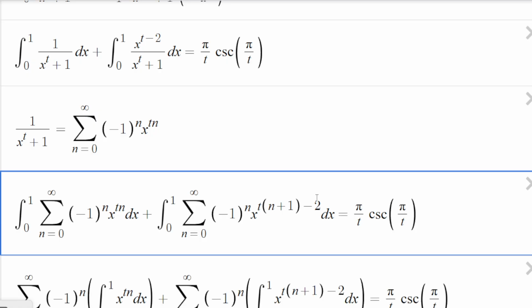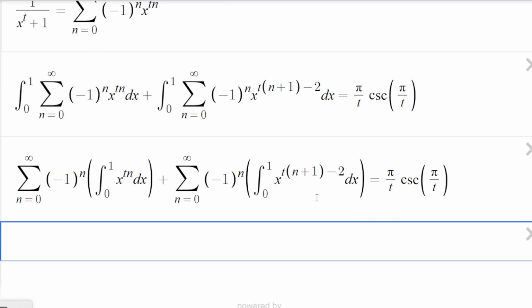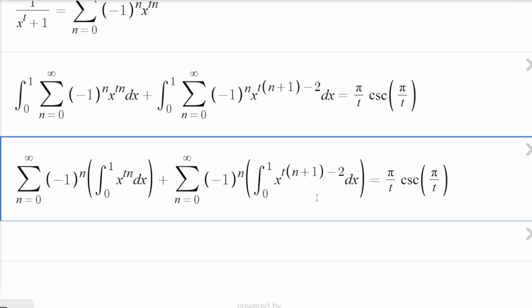So for the next step, what we want to do is use Fubini's theorem, since there's not going to be any problem with convergence with our stated restrictions on t anyway. So we can switch the integration and summation notations. And inside the integral, we can bring out anything that does not depend on x, which in both cases is just this negative 1 to the n term.